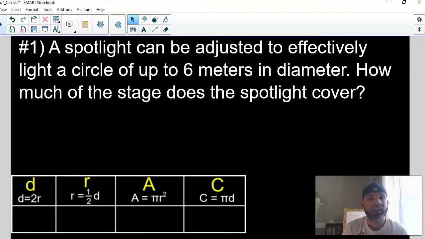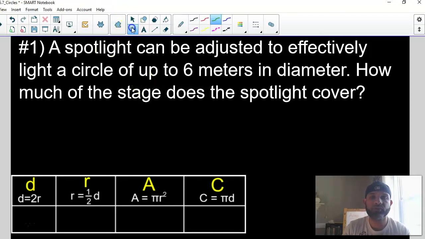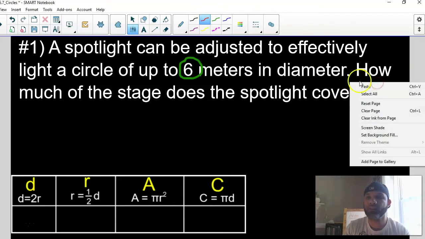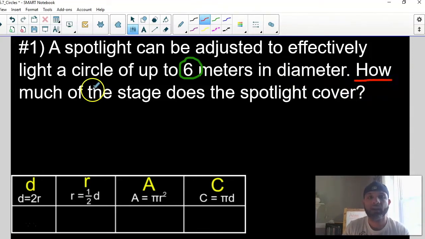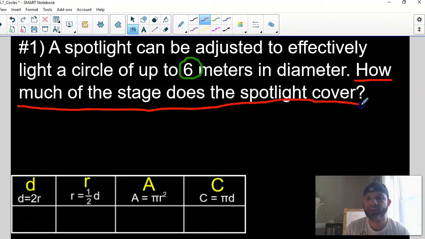All right, so let's see if you did it correctly. A spotlight can be adjusted to effectively light a circle of up to 6 meters in diameter. How much of the stage does the spotlight cover? Okay, so here we're going to use our cubes. We're going to circle the number. We're going to underline the question. The question here is, how much of the stage does the spotlight cover?